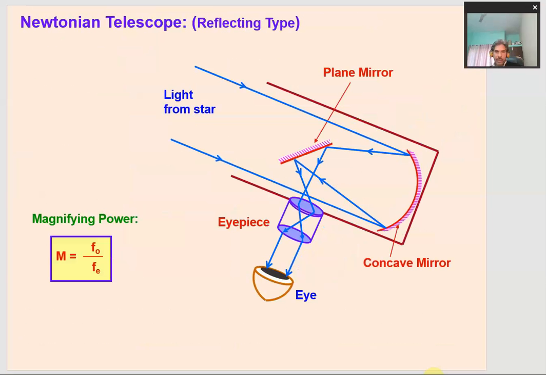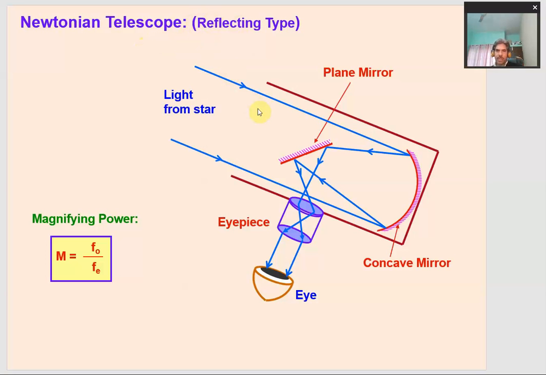On the other hand, there are the telescopes which make use of mirrors, right? Concave mirrors or plane mirrors. So such telescopes are used as reflecting type telescopes. However, the final image is seen through an eye lens, or called an eyepiece. Such a telescope is called a Newtonian type telescope or reflecting type telescope.